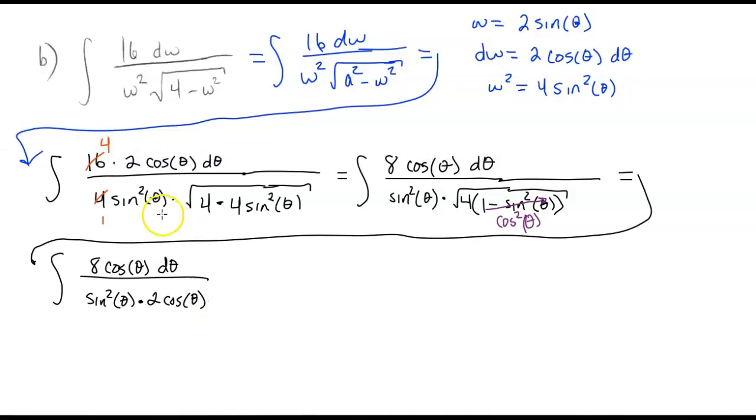And so now with that, we know that this cosine and that cosine will reduce to 1. And this 8 and this 2 will just reduce to 4. And so now what we have left is just 4 d theta divided by sine squared. And of course, 1 divided by sine squared is cosecant squared.